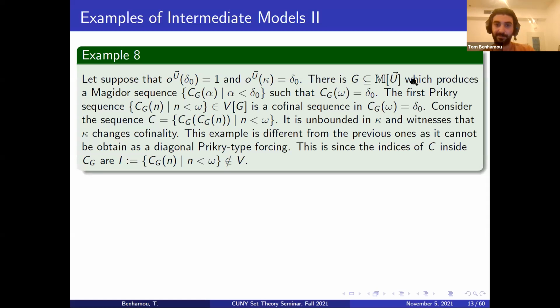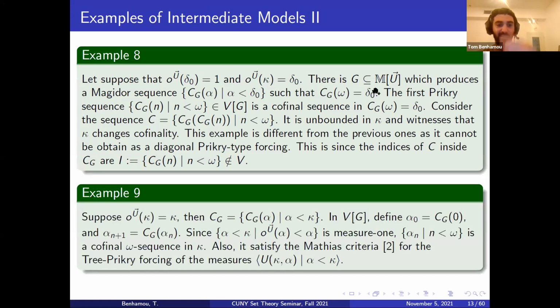The final example, we assume that the order of kappa is kappa, and this is a very important example, and therefore the order type of CG would be kappa. So how do we see that kappa changes cofinality in VG, although the order of CG is kappa? The point is that if you consider the set of all alphas less than kappa which have order less than themselves, so the order of alpha is less than alpha, then this would be a measure one set with respect to all the measures on kappa.